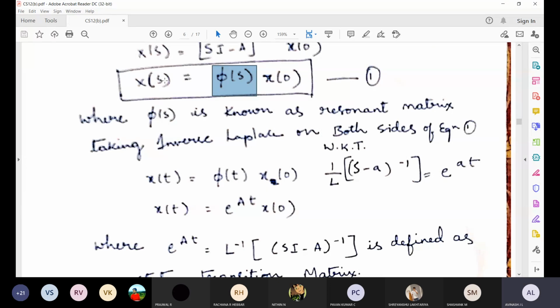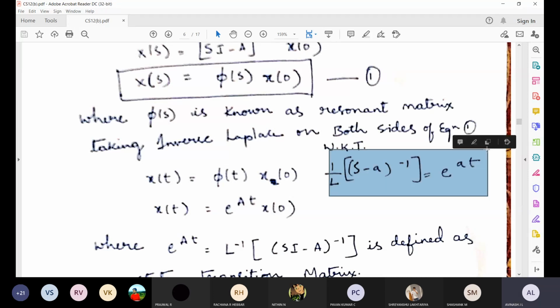Here, the X(s) domain we convert into the time domain. X(s) will become x(t), Φ(s) will become Φ(t), and x(0) will be x(0) only. So what is the particular value of Φ(t)? The inverse Laplace of (sI minus A) inverse, that particular value will be equal to what? e to the power of At.